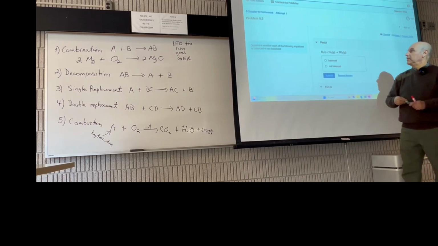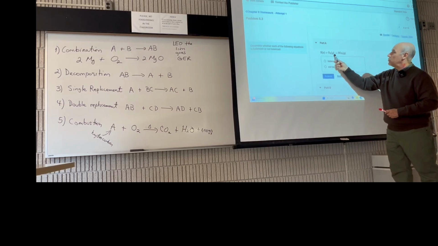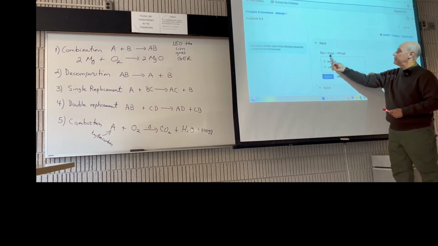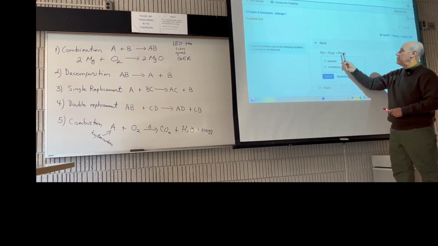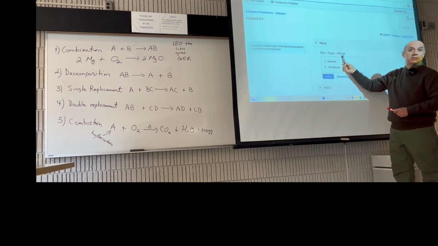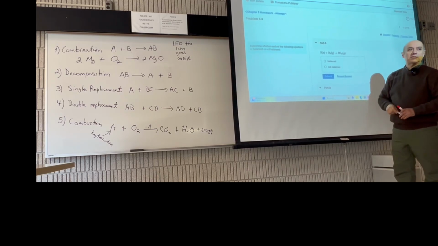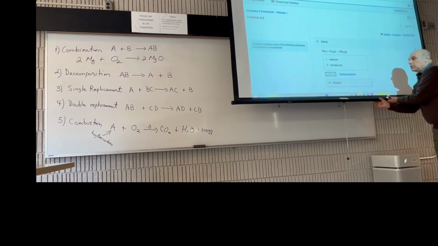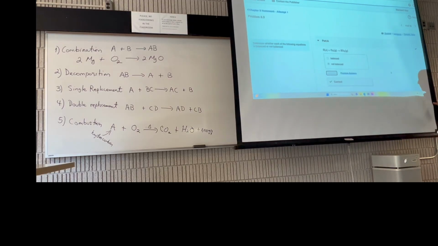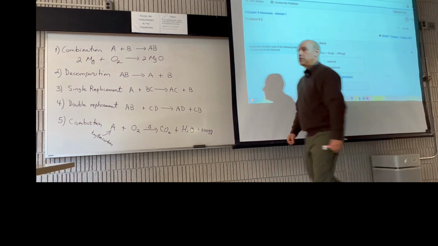Check. How many oxygens do we have in the reactant side? Total, 2 oxygens on the reactant side. How many on the product side? 3. So it's not balanced. And that's what you had to answer. So the answer, of course, is not balanced. Let's take a look at the next equation.